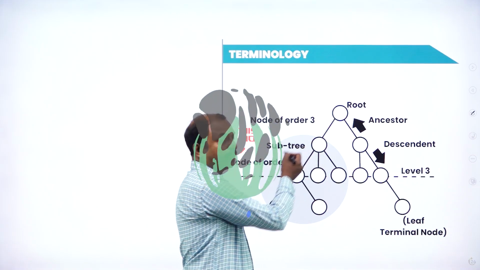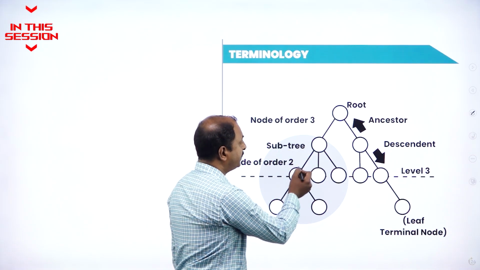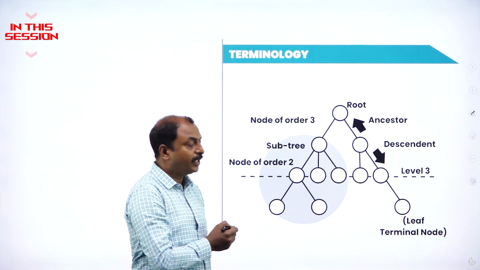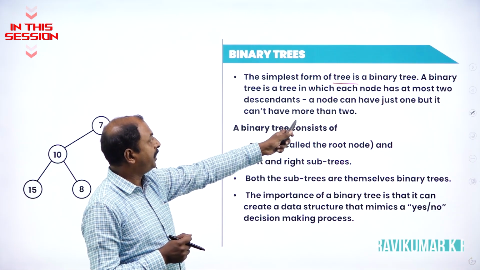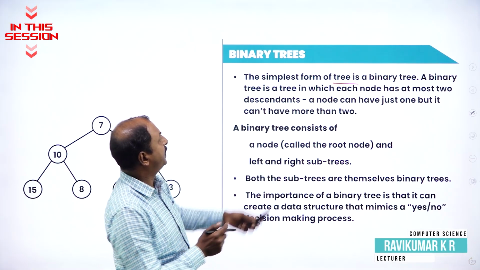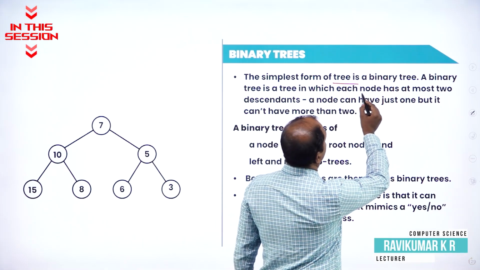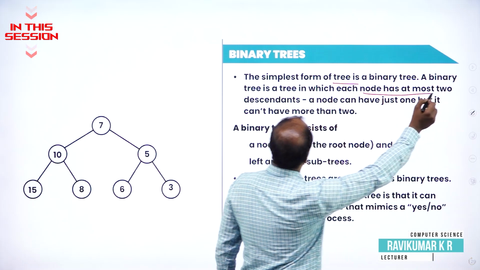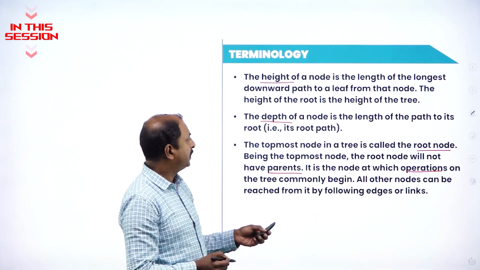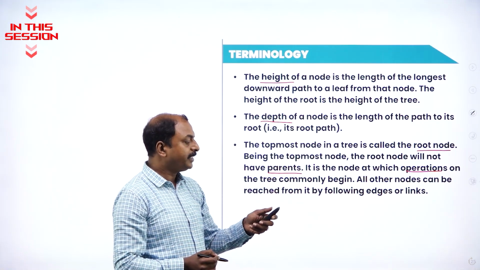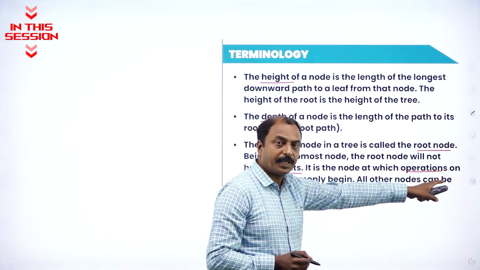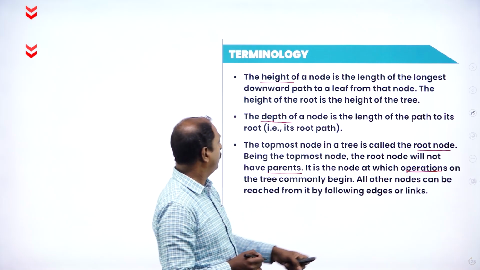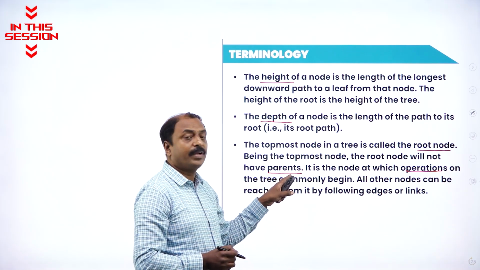Consider this node here. This node has 3 more nodes here. So these 3 are called child nodes. What is a binary tree? A binary tree is a tree in which each node has at most 2 descendants. The topmost node is the root node, and from there all operations start. It doesn't have any parent.